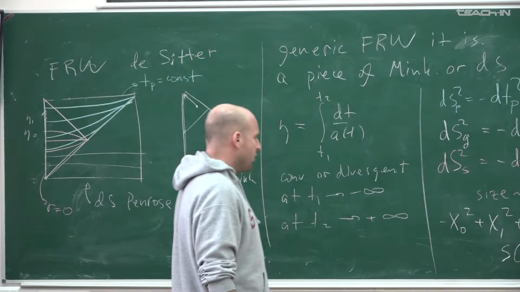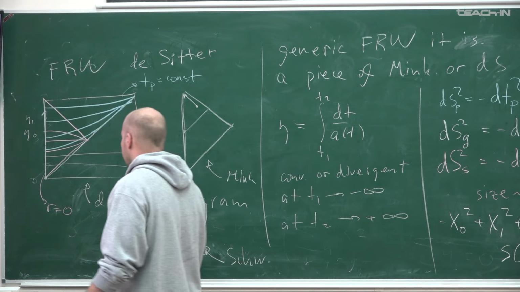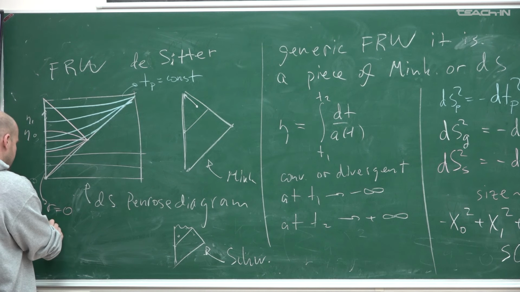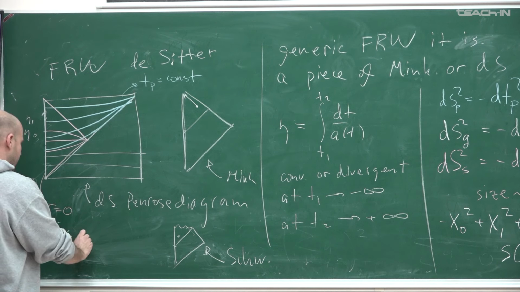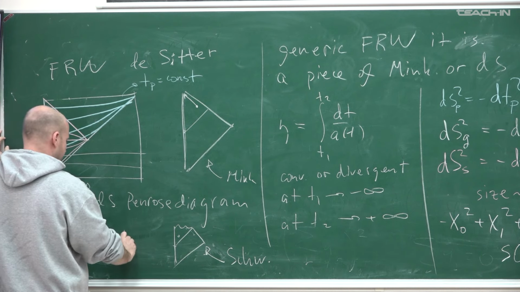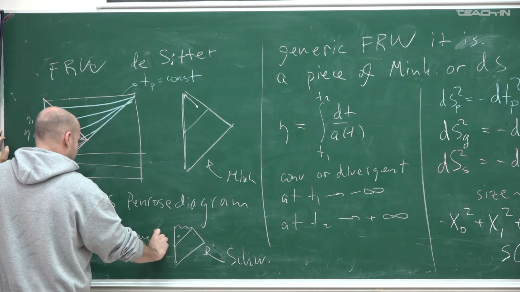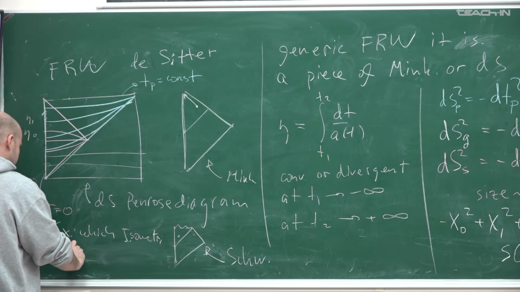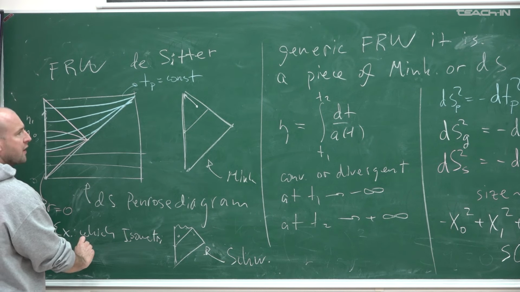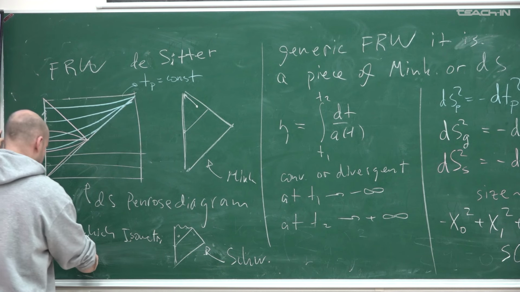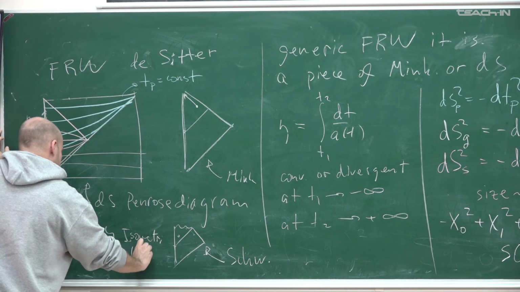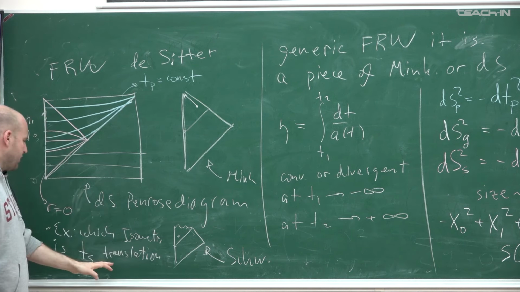Okay, so now, one thing I wanted to mention. If you want to get some more intuition about this, a nice exercise is to check which isometry acts on the static patch as a TS translation. You see, this is a little bit not obvious.